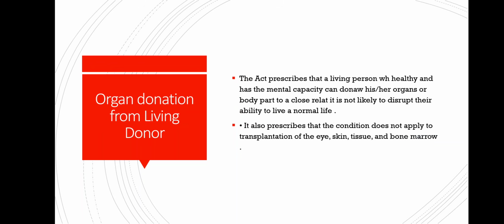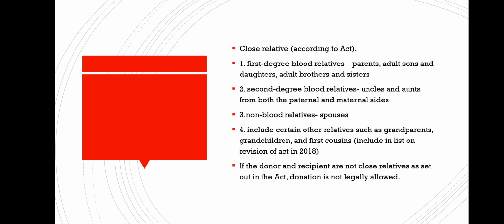First, the act prescribes that living persons who are healthy and have mental capacity can donate their organs. The donation by close blood relatives is not likely to disrupt their ability to live a normal life. It also prescribes that the condition does not apply to transplantation of the eye, skin and tissue or bone marrow. Who are close relatives according to the act?